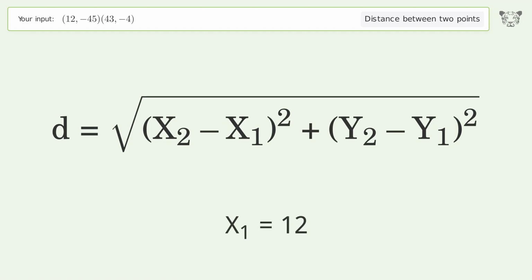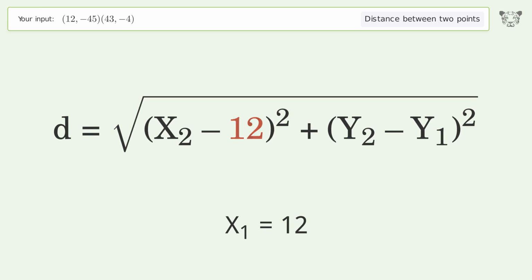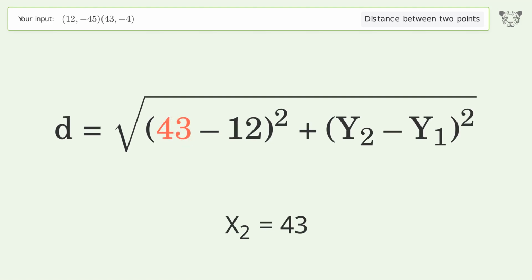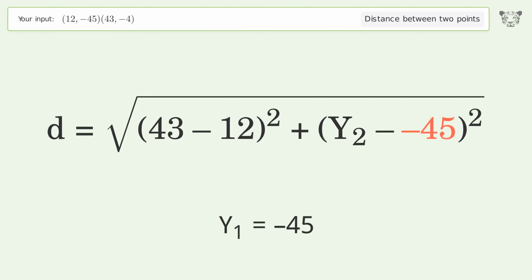x1 equals 12. x2 equals 43. y1 equals negative 45. y2 equals negative 4.